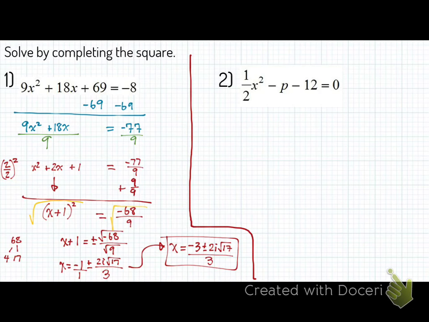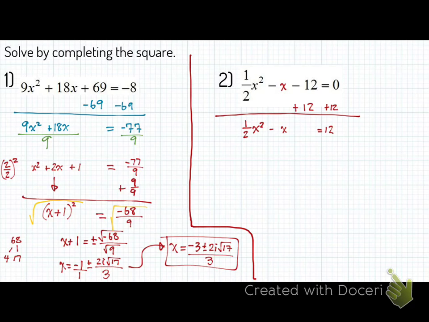Ready? Number 2. I notice my constants are here on the left, negative 12. I have to move them to the opposite side, so I'm going to add 12 to both sides. So I have 1/2 x squared minus, oh, this should be x, I'm sorry. I made a mistake here today. This should be minus x. Okay, bringing down the minus x here. And leave a little space is equal to 0 plus 12, which is 12.